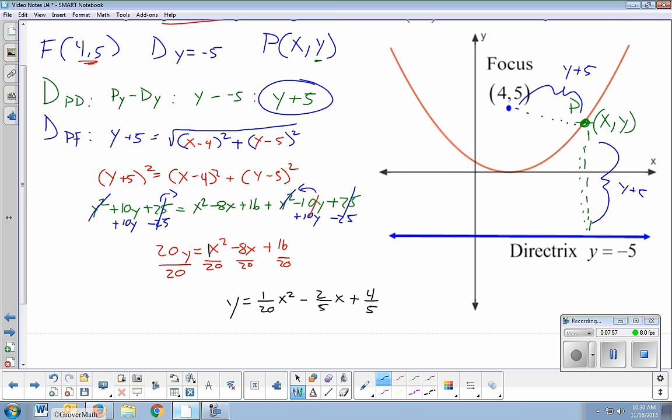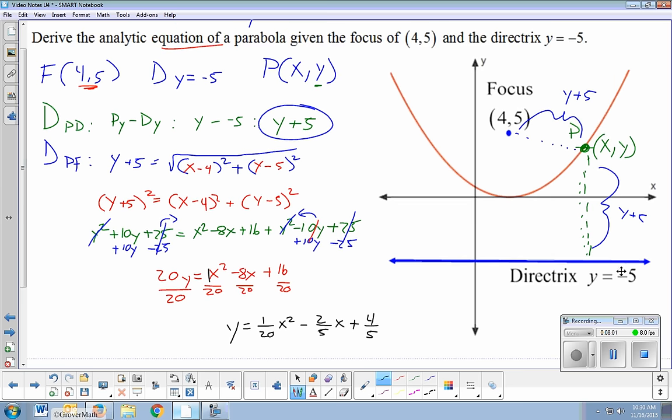This is the equation of the parabola that has that focus and that directrix. All these points on here are equidistant to y equals negative 5 and the focus (4, 5). So this is one of the more complicated things I think we've done so far this year, and you want to start off by py minus dy to get the distance between the point and the directrix, and it's going to be an expression most of the time.